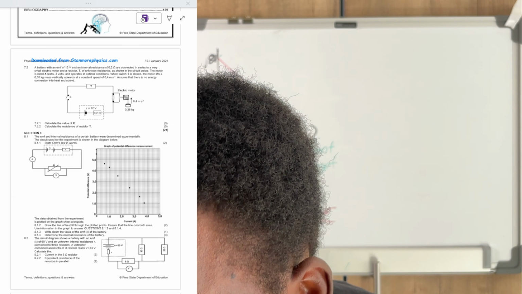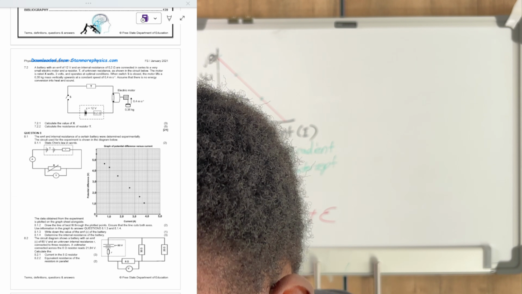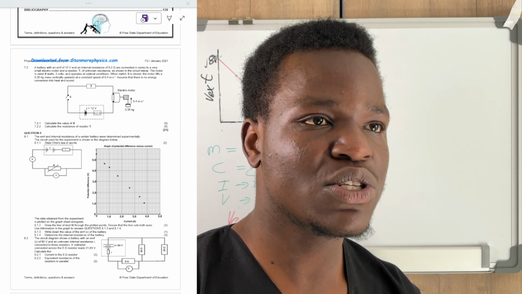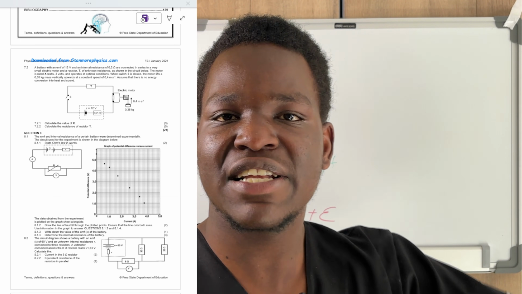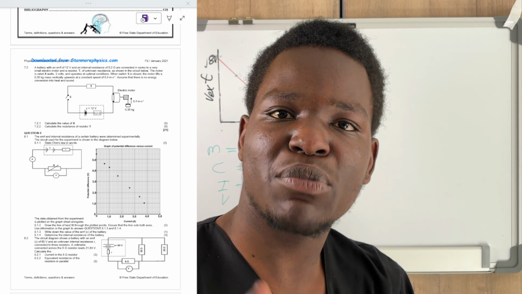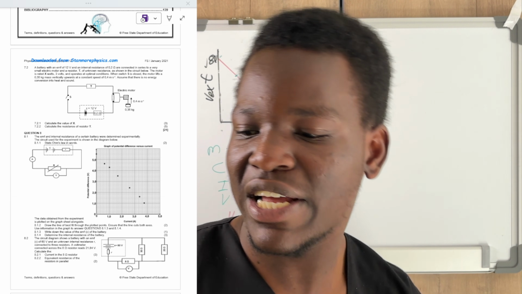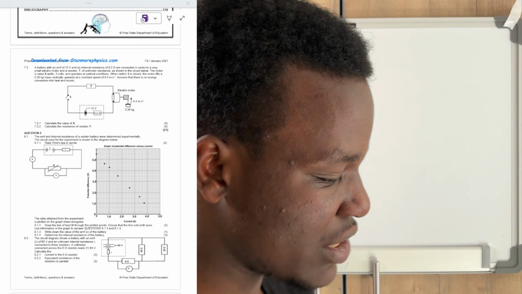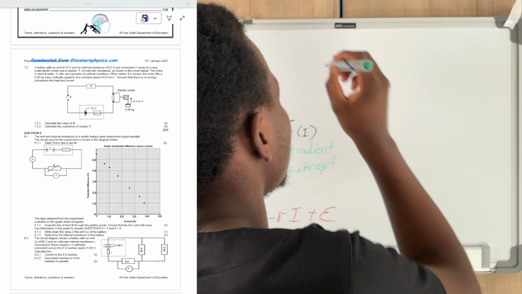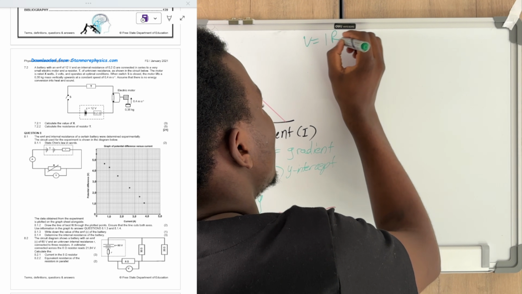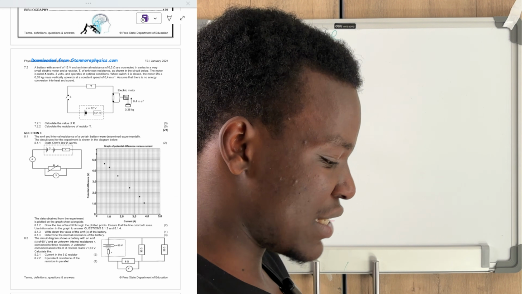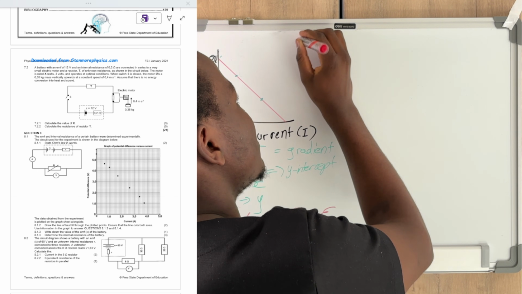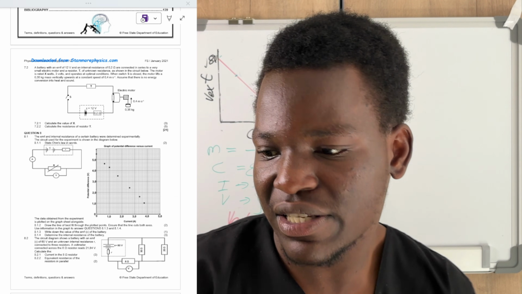The EMF and internal resistance of a certain battery were determined experimentally. State Ohm's law in words. Ohm's law states that the potential difference across a conductor is directly proportional to the current passing through that conductor, provided the temperature remains constant. So it's just the equation V equals IR. When the current increases, the potential difference also increases, and vice versa.